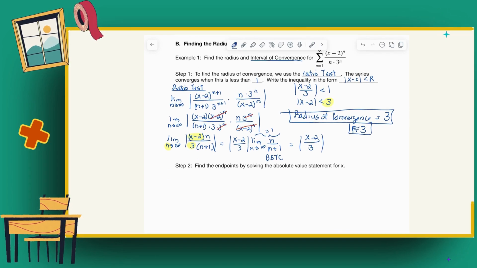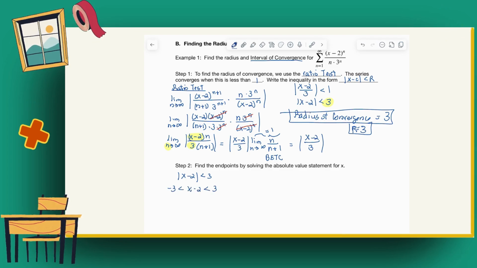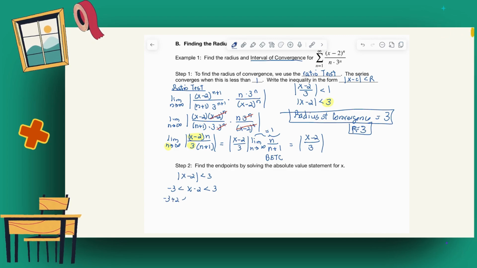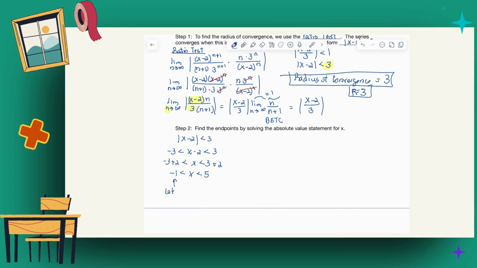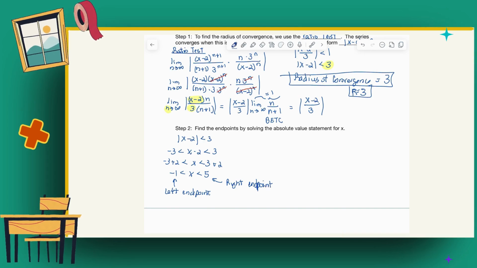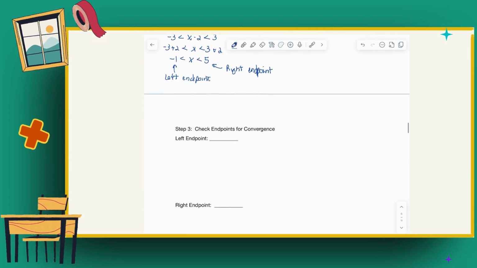Step 2 to this problem is we're going to find our interval of convergence. You start by finding the endpoints by solving the absolute value statement that we found in part 1. Remember, that's the absolute value of x minus 2 is less than 3. An absolute value inequality you resolve by saying negative 3 is less than x minus 2, which is less than 3. Adding 2 to each side gives x by itself, which is our goal. And we see we have the interval from negative 1 is less than x, which is less than 5. Now that is the beginning of our interval of convergence. We know our left endpoint is at negative 1, and our right endpoint is at 5.